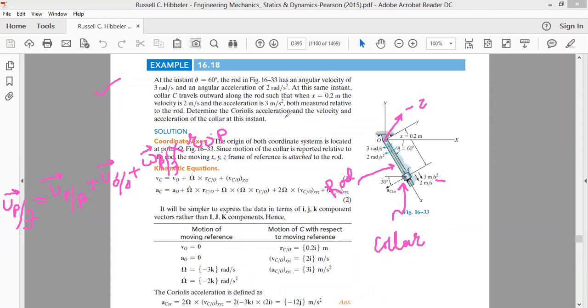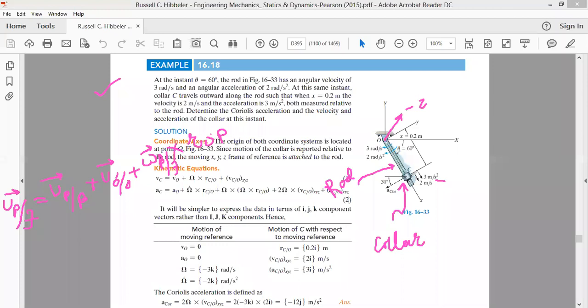We have to find the Coriolis acceleration and velocity and acceleration of the collar at this instant. The question says, find the velocity of the collar at this instant, find the acceleration of the collar at this instant, and find the Coriolis acceleration of the collar. So we have to find three things of the collar.